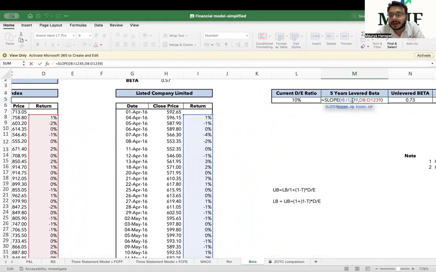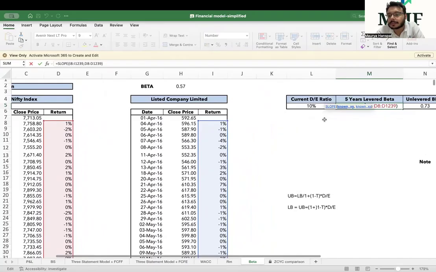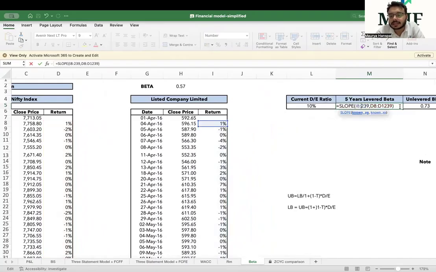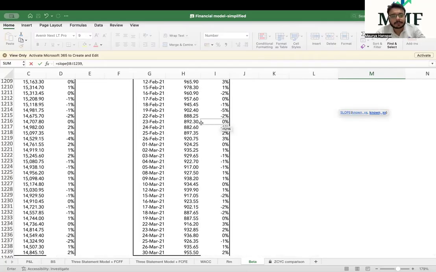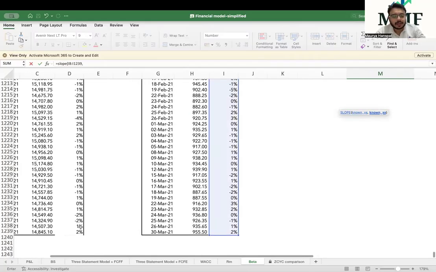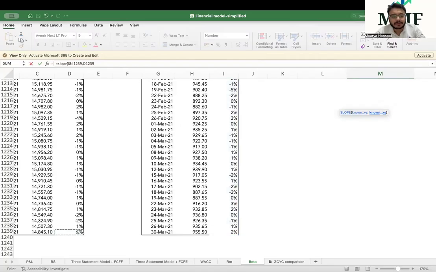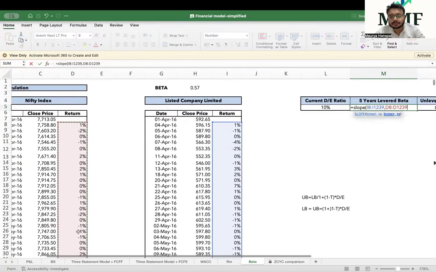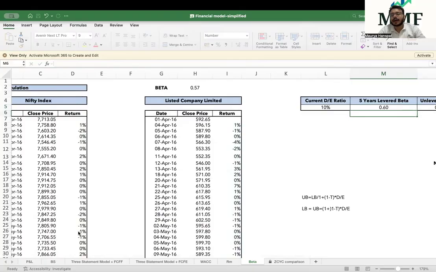So firstly, I use my dependent variable, that's my stock return. I select this whole column, right? So if I simply do equals SLOPE, I take my dependent variable, that is all the returns here. I do a comma, correct? Then I simply take the returns on my independent variable. I close the bracket and I get my beta. So that's my levered beta, 0.60. Now it's a defensive beta.